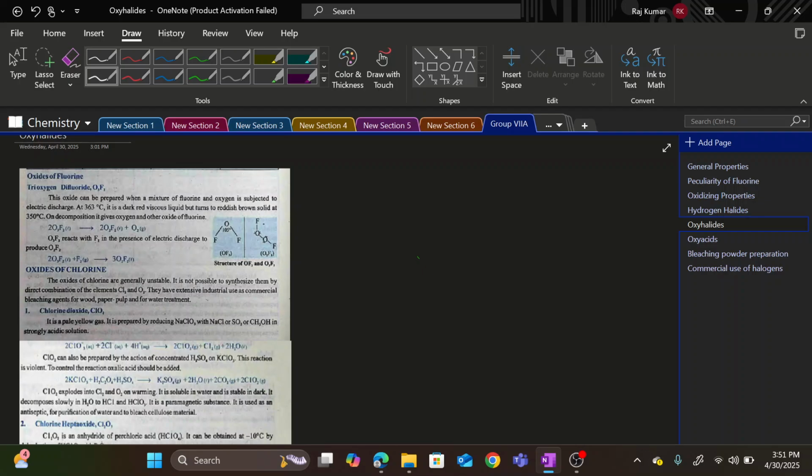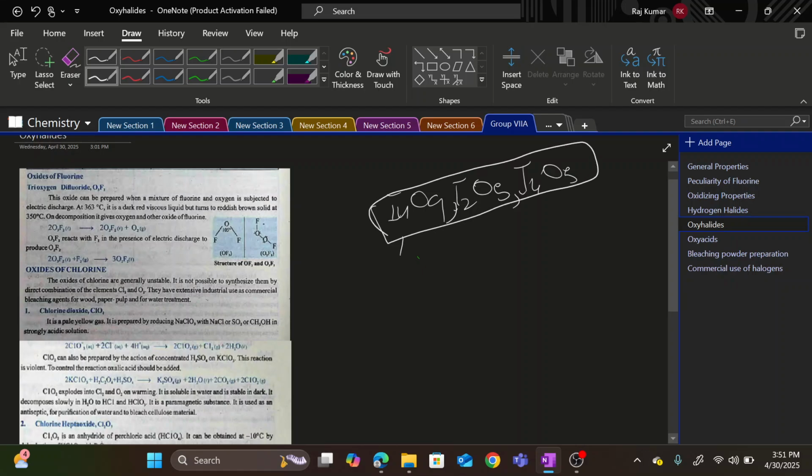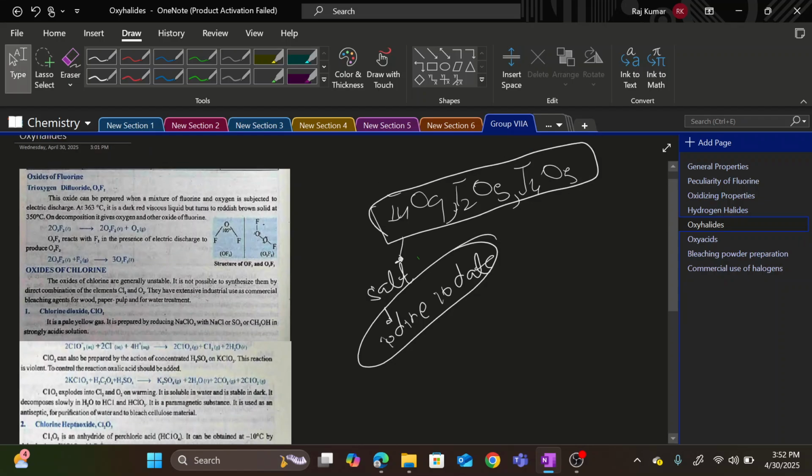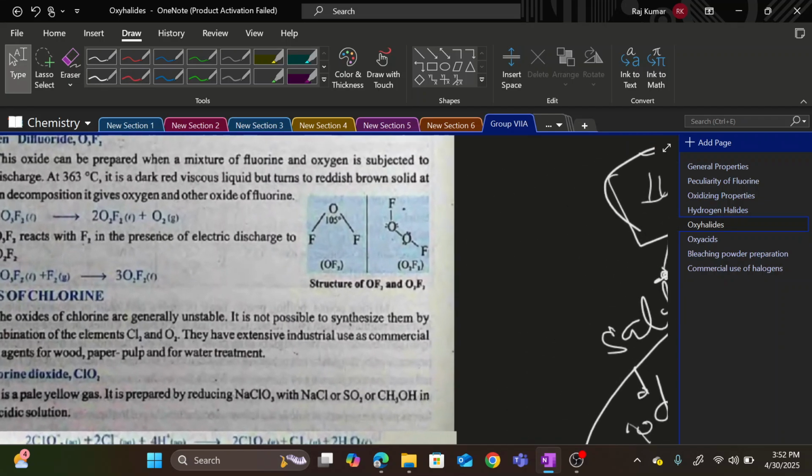And alongside that we have iodine oxides as well, iodine dioxide, iodine iodate, which is I4O9, I2O5, I4O5. All of these are salts. These are iodine oxides, basically in salt form, so these are named iodates. Anyways, let's come to this point, which is first the trioxygen difluoride.